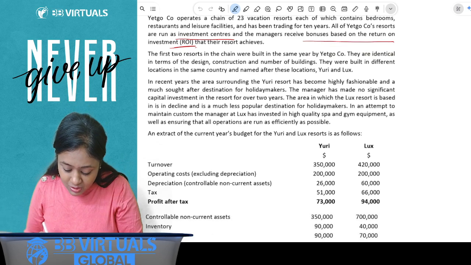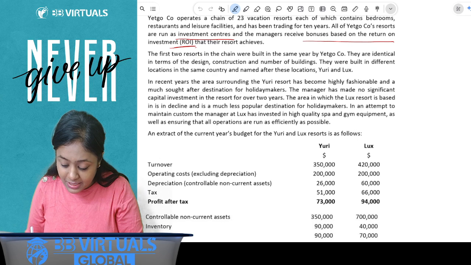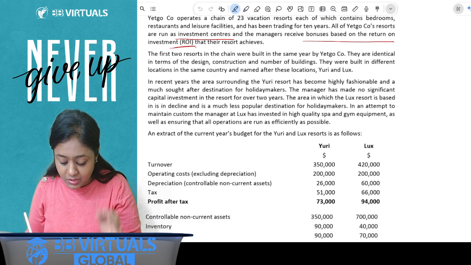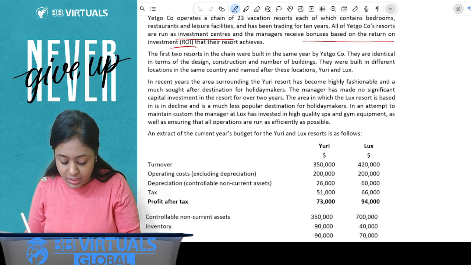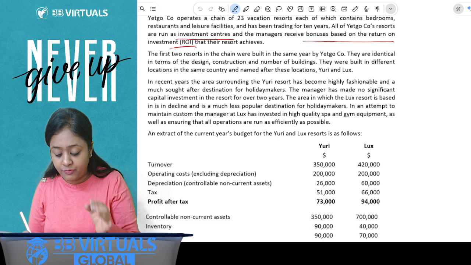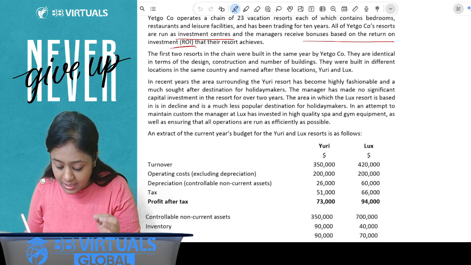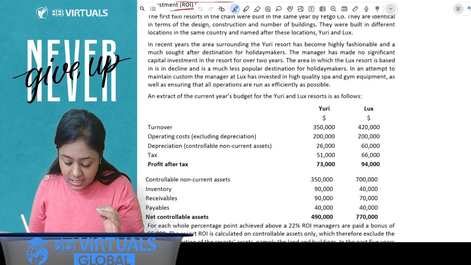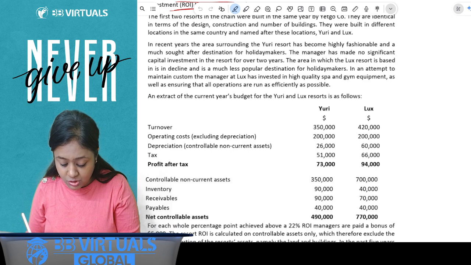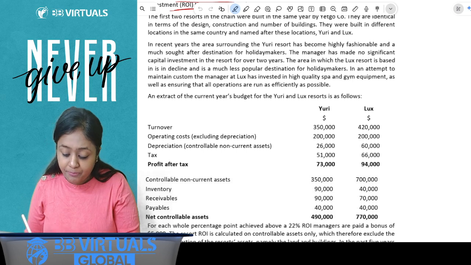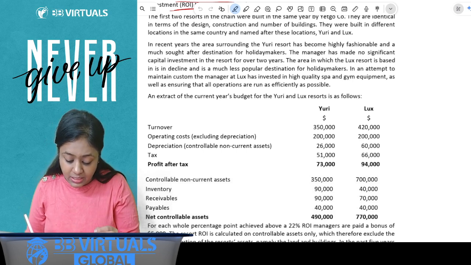The first two resorts in the chain were built in the same year by Yetco Company. They're identical in terms of design, construction, and the number of buildings. They were built in different locations in the same country and named after these locations, Uri and Lux. In recent years, the area surrounding the Uri resort has become highly fashionable and a much sought after destination for holidaymakers. The manager has made no significant capital investment.